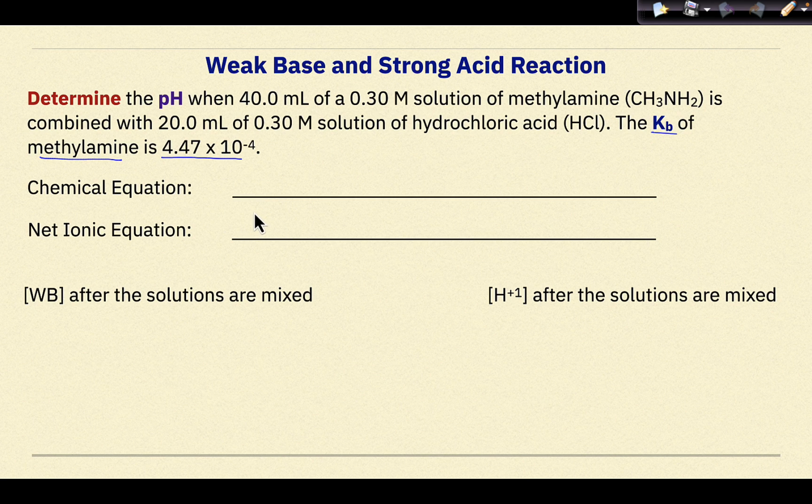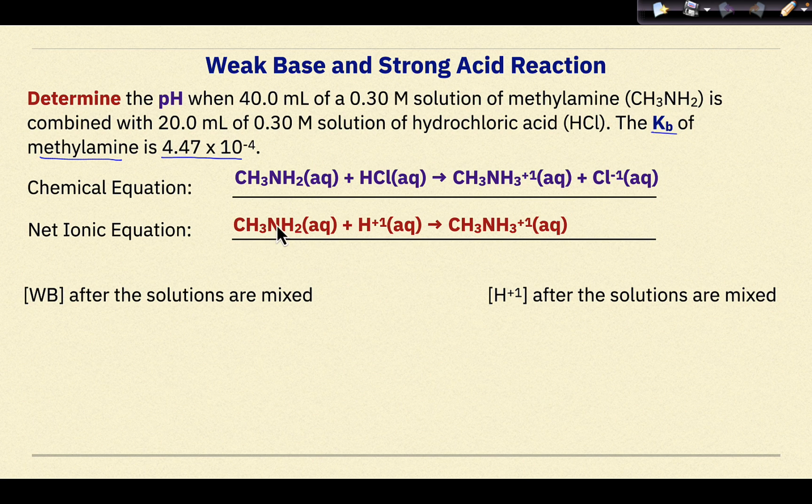So our chemical equation here is CH3NH2 plus HCl yields CH3NH3+ plus Cl-. The net ionic equation is CH3NH2 plus H+ yields CH3NH3+, where CH3NH2 is our weak base, H+ represents the strong acid, and CH3NH3+ is the conjugate weak acid. Notice here that the chloride ion has been removed since it is a spectator ion.